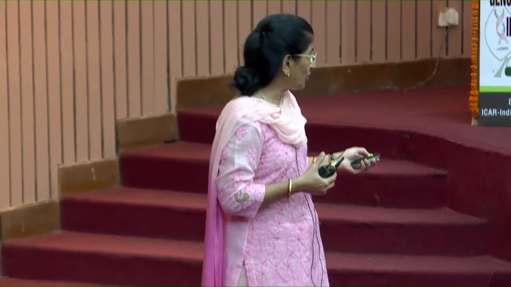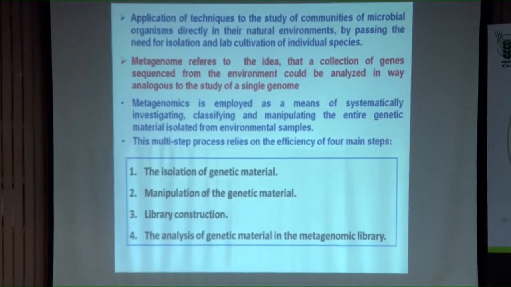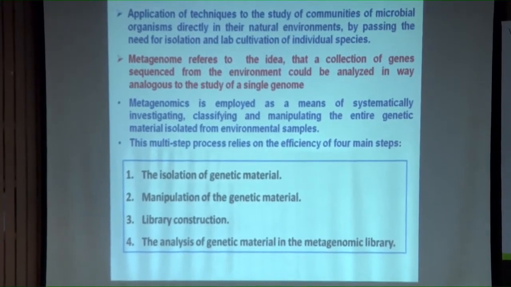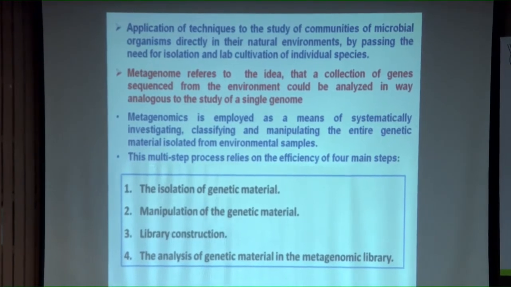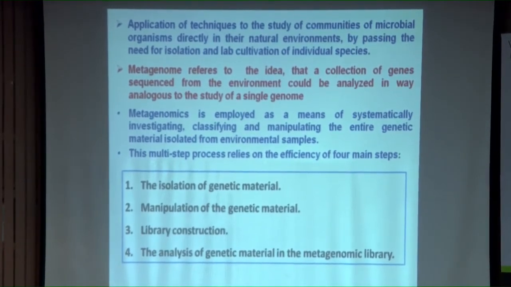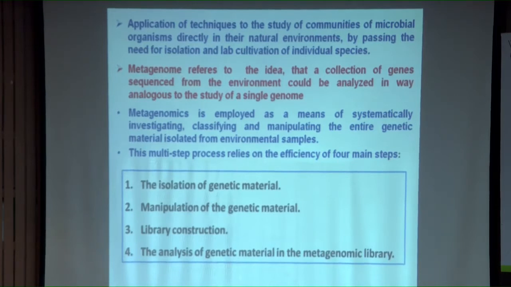The first is isolation of genetic material. Second is manipulation of the genetic material. Remember, we come from an agriculture background, so my work is mostly on soil metagenomics. When I am doing soil DNA isolation, there are a large number of hurdles. The basic one is humic acid. Humic acid in soil will be degrading your DNA like anything.